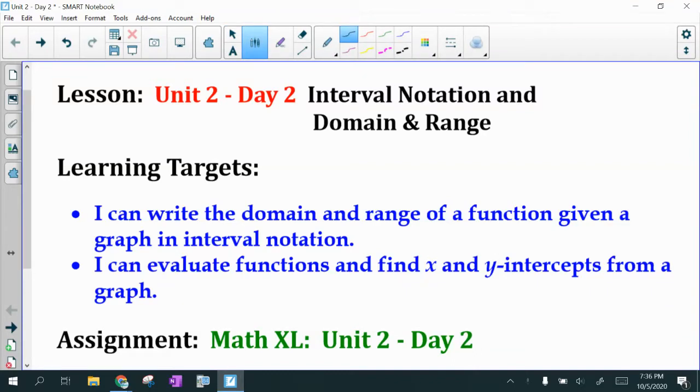Hey folks, welcome back. Today we're going to be taking a look at interval notation and domain and range. First off, we're going to be talking about writing domain and range in terms of interval notation.